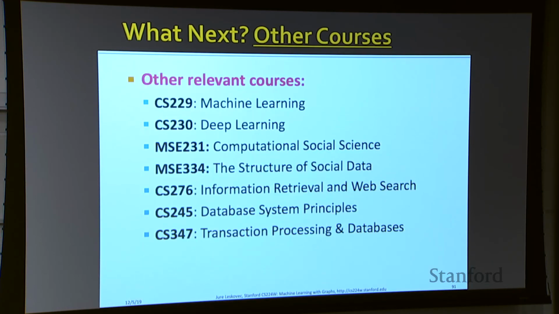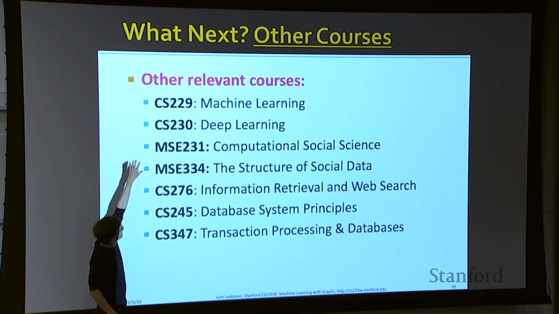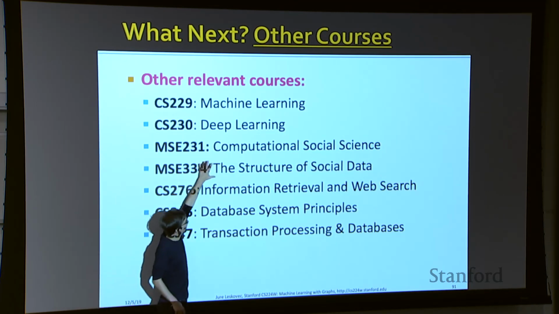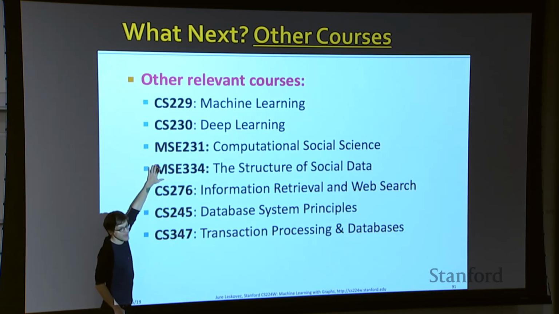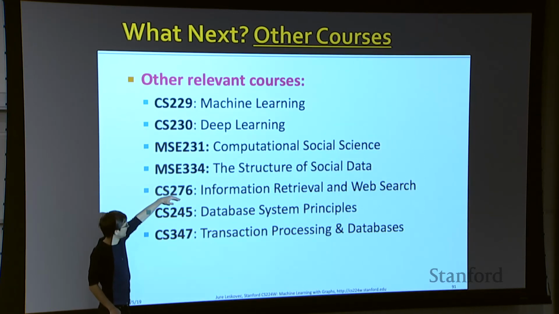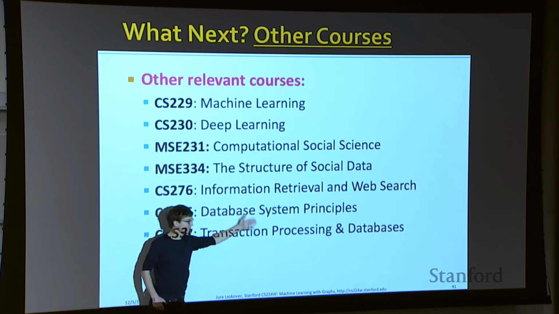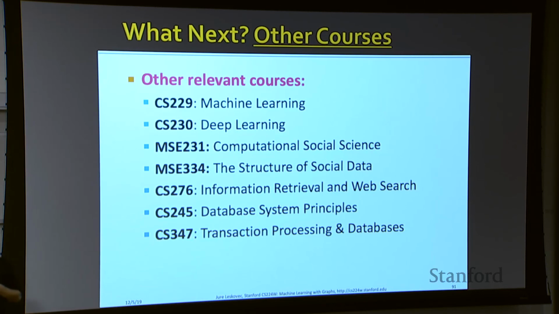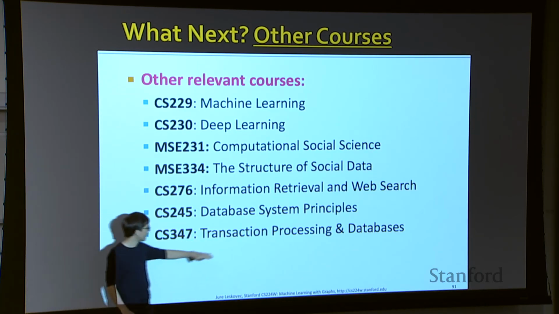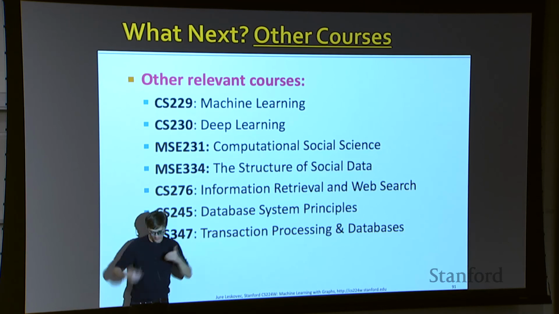And then, what are some other relevant courses? If you want more on the machine learning side, there is general machine learning or deep learning. If you want more on the network side, in terms of social science, there are very good courses in MS&E. If you want more about big data, you can take 276, which is information retrieval and web search, or advanced database and data management courses. So this is what I wanted to tell you about the next steps for you in your path through the Stanford system.